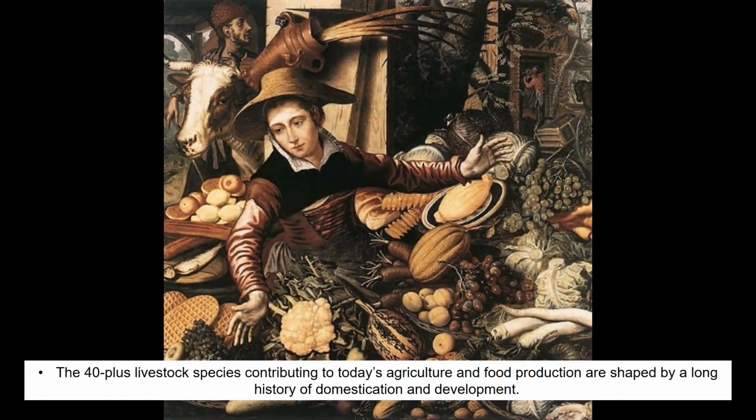So far, more than 40 livestock species are contributing to today's agriculture and food production, and these species are shaped by a long history of domestication and development. Selection pressure resulting from environmental stress factors and the controlled breeding and husbandry imposed by humans have combined to produce a great variety of genetically distinct breeds, right? So this diversity, which was developed over thousands of years, is a valuable resource for today's livestock keepers.